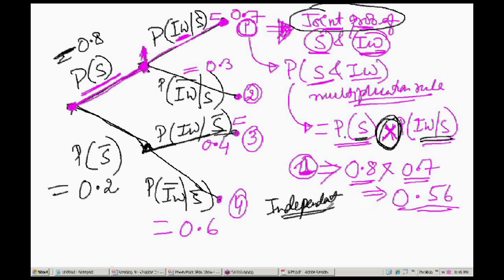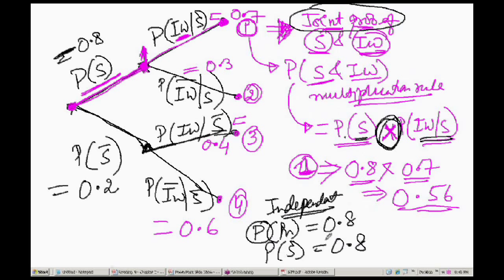For independent events, let's say there is one independent event like Ponting playing. The probability of Ponting playing is 0.8. The probability of Sachin playing is 0.8. Assuming that India and Australia are not playing each other, Australia is playing Bangladesh and India is playing Sri Lanka. So these are independent. That is, the probability of Ponting playing and the probability of Sachin playing are independent of each other.